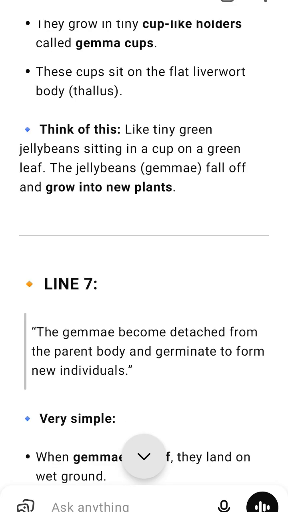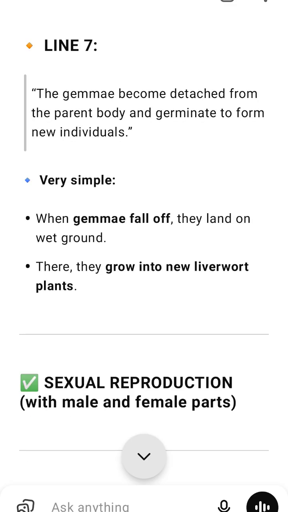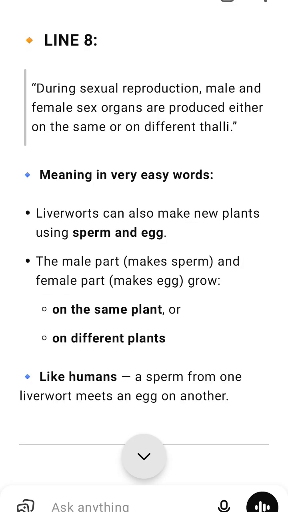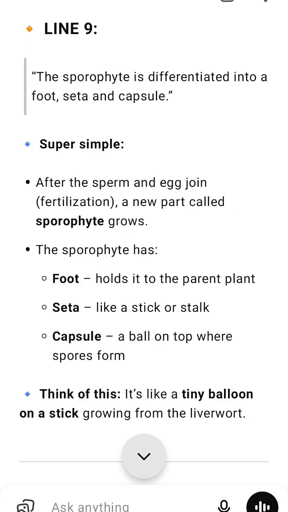2. Sexual reproduction, sperm plus egg. The liverwort produces male and female sex organs. Male organ equals antheridium, which makes sperm, called antherozoids. Female organ equals archegonium, which makes one egg. Sperm swims in water to reach the egg. Sperm plus egg fuse to form a zygote, the first cell of the new plant.